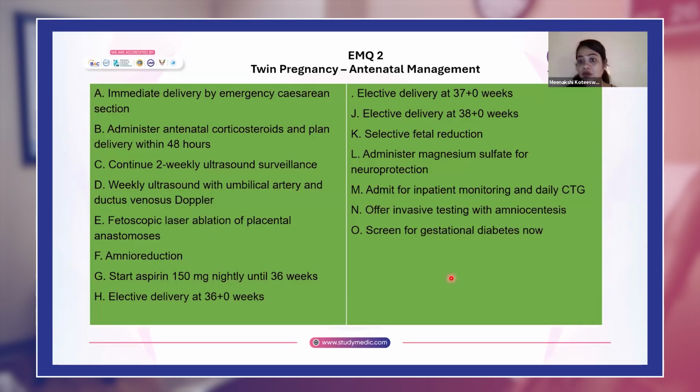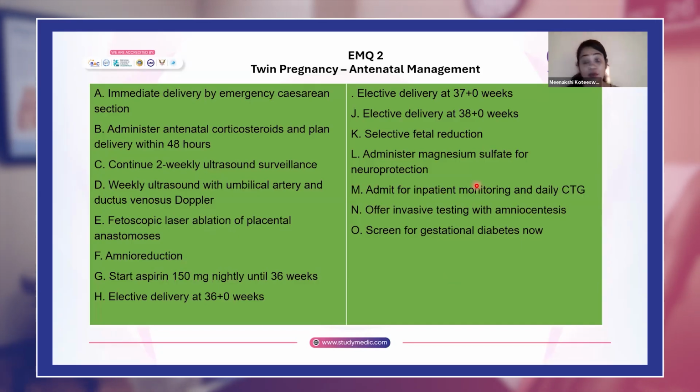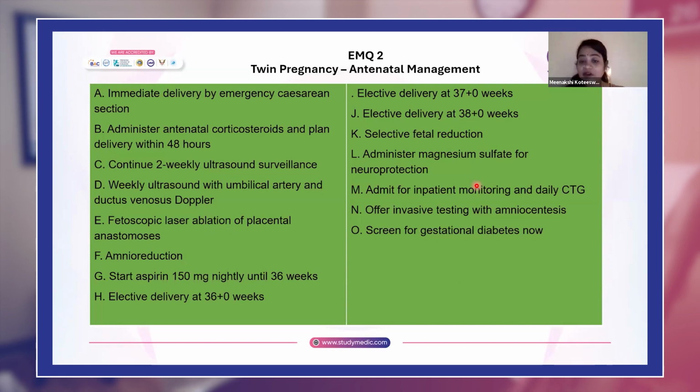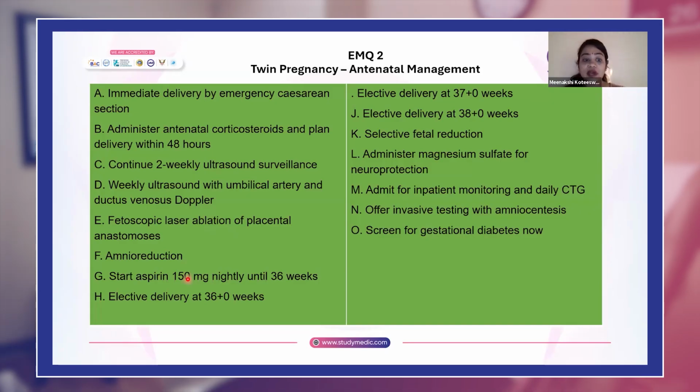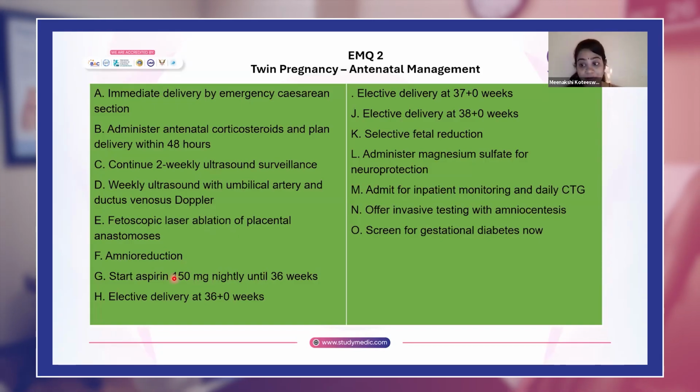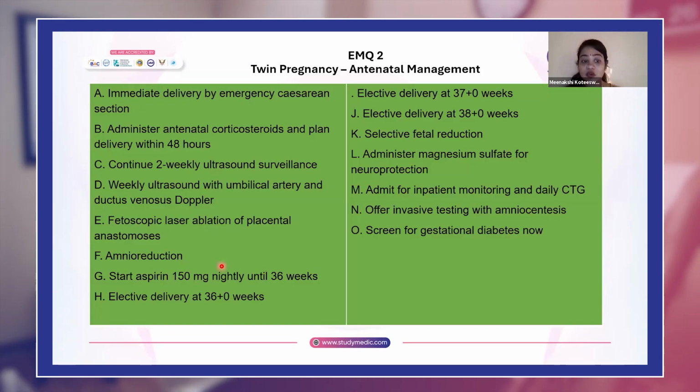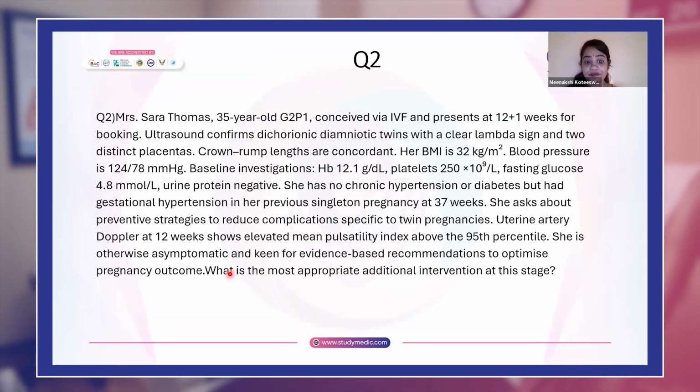We anyways will not go for delivery, and obviously magnesium sulfate is not needed, as she does not have any kind of symptoms, or you don't need to deliver her, so that option is not fitting in. There's no need to do any kind of invasive testing, and also no need for GDM screening currently, because her sugars have already been checked. So in this case, you only need to do the preventive strategy, which is giving the aspirin.